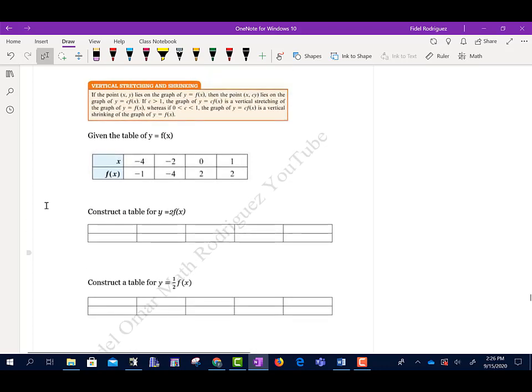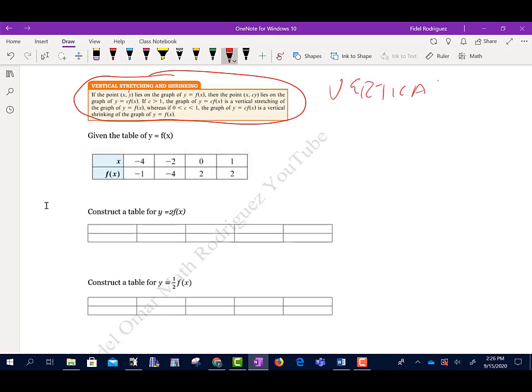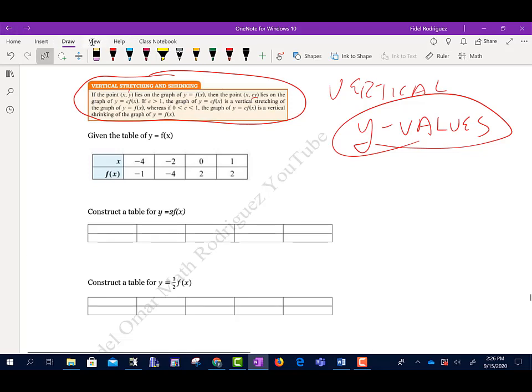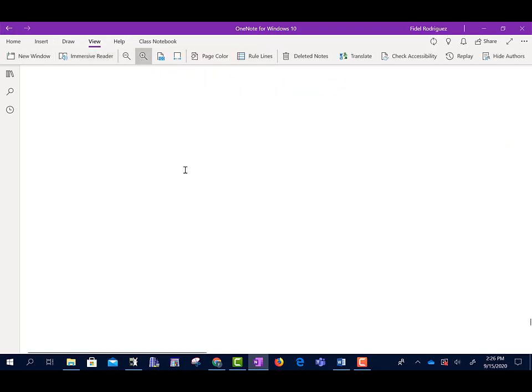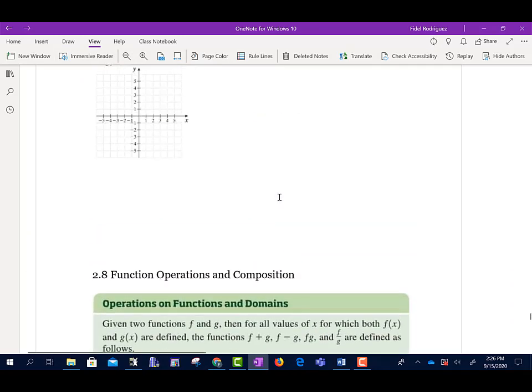All right. So now we have something called vertical stretching and shrinking. Okay. So guys, one thing I want to mention, when it's vertical, this is going to change my y values. So it says, if the point x, y lies on the graph of y equals f of x, then the point x, and notice what it has right here, c times y. You know what, let me zoom in because I know that's a little hard to see.